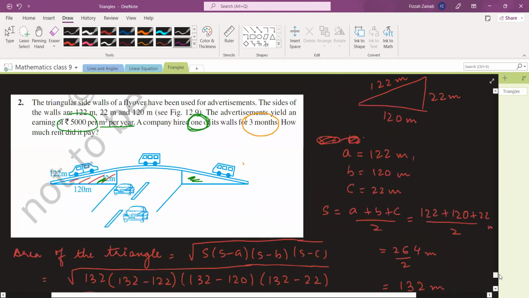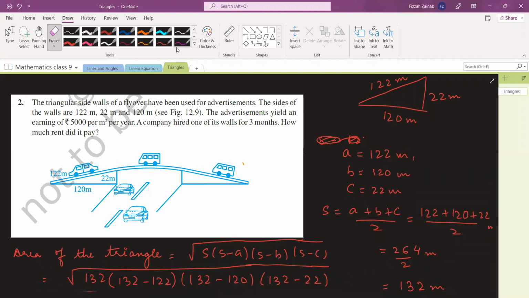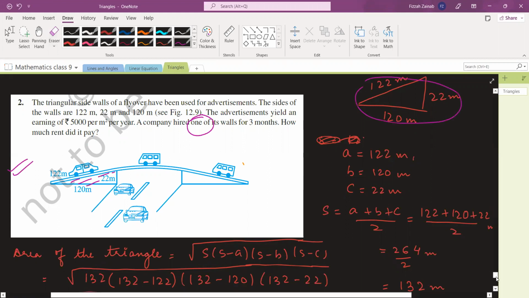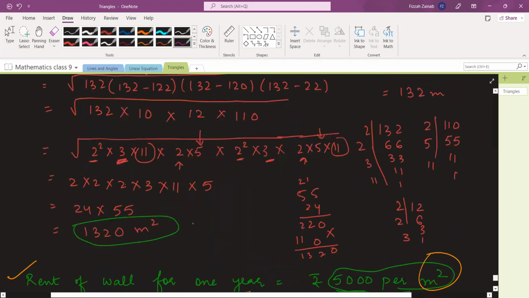So we were doing the second question of Heron's formula. Let me just explain quickly. Basically this is a wall, right? This is a flyover, and these are some triangular walls which are used for advertisements, okay? So the company is interested in one of its walls. That is why I'm taking only one wall, not the second one. And the dimensions are given. So first of all, by using Heron's formula, we have found the area of this wall, and this is what we got. Clear?